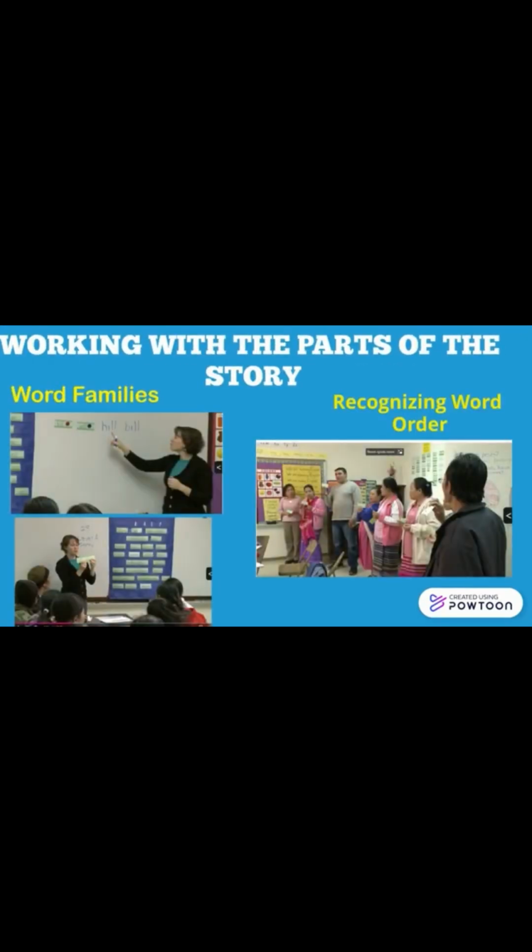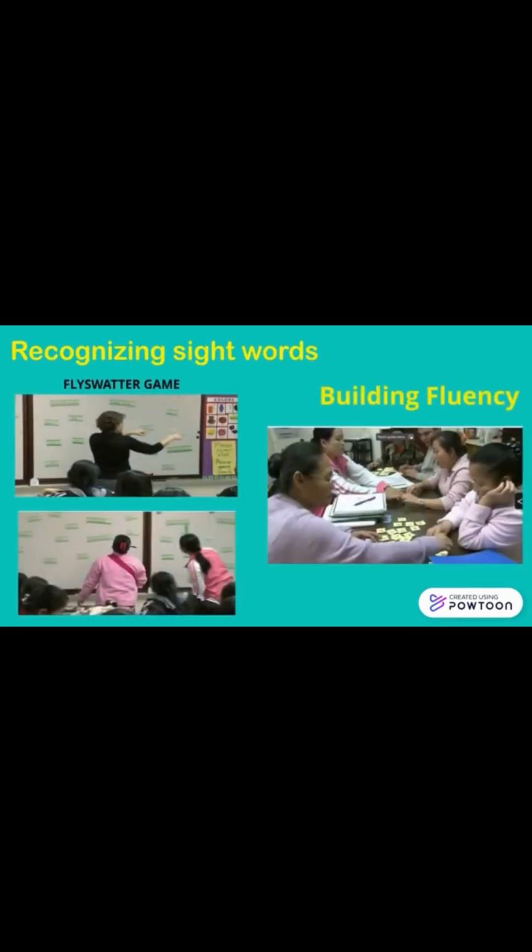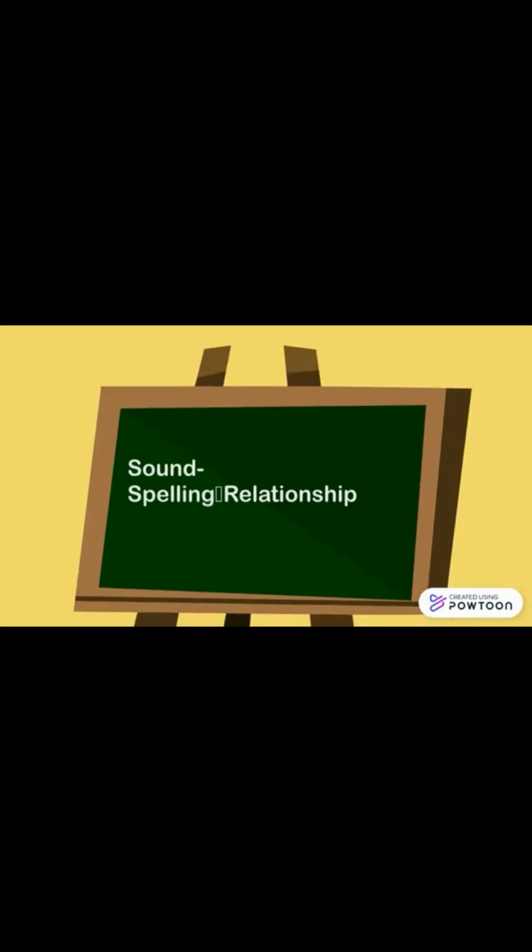In other steps, teachers share many activities with vocabulary. Firstly, focus on word families and pronunciation, and then recognizing word order. In another step, as you see, students play a flyswatter game by giving directions. Building fluency, students spell the phonetics of words, continuing from the previous part.